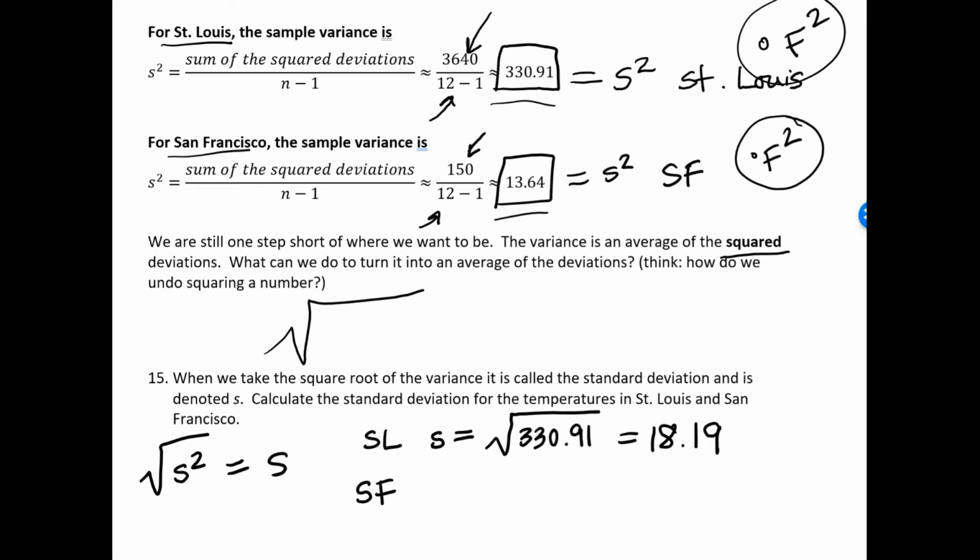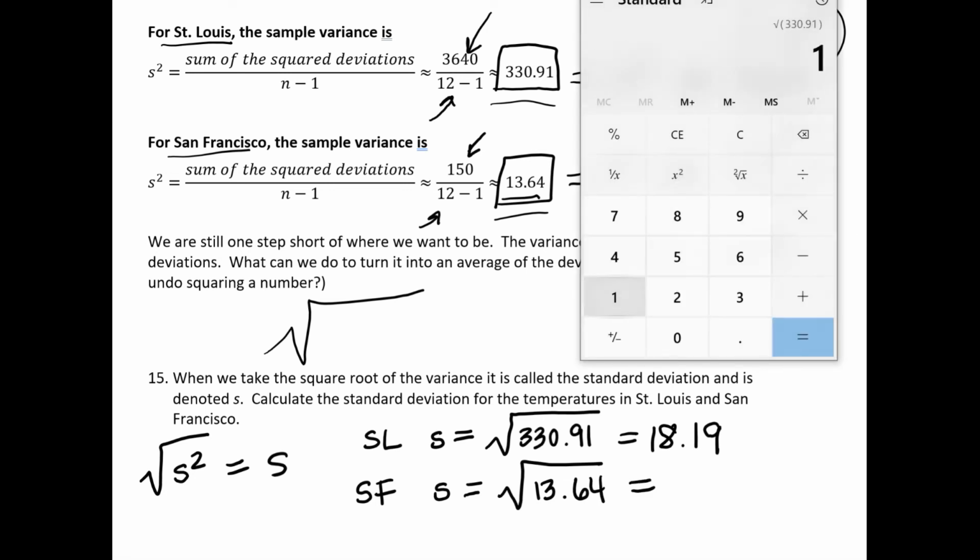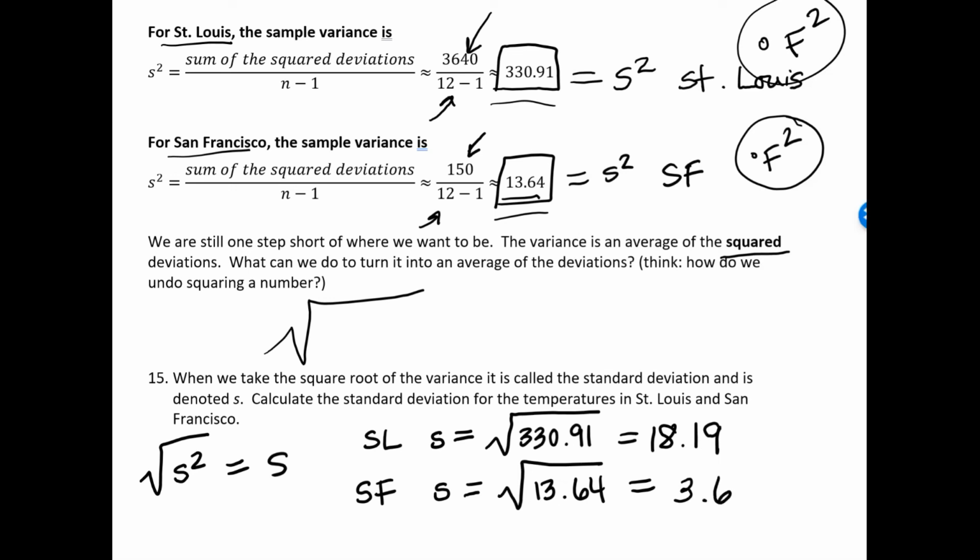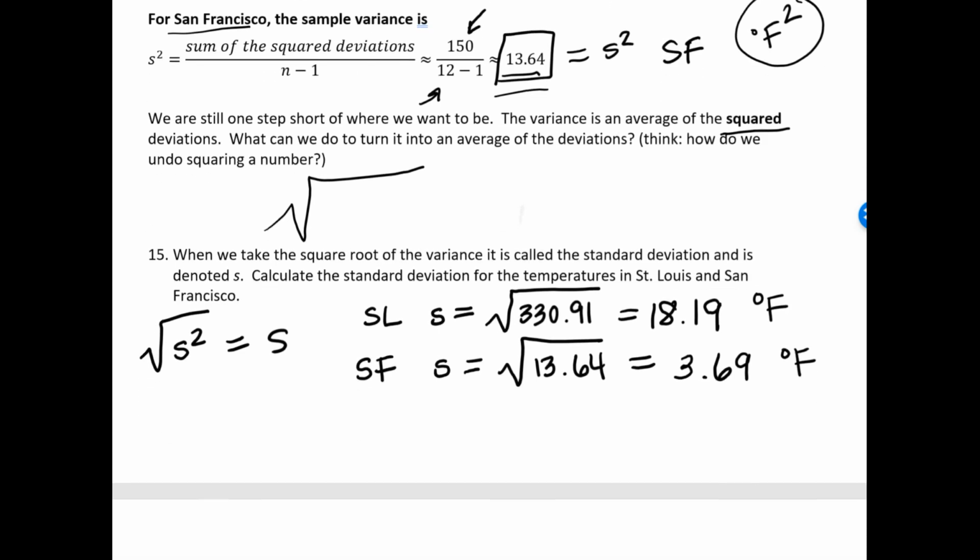Now, we can do the same thing for San Francisco, but this time we're going to use San Francisco's variance. So we can do 13.64, take the square root, and we get 3.69, right? And so this is degrees Fahrenheit, now that we've undone the square.